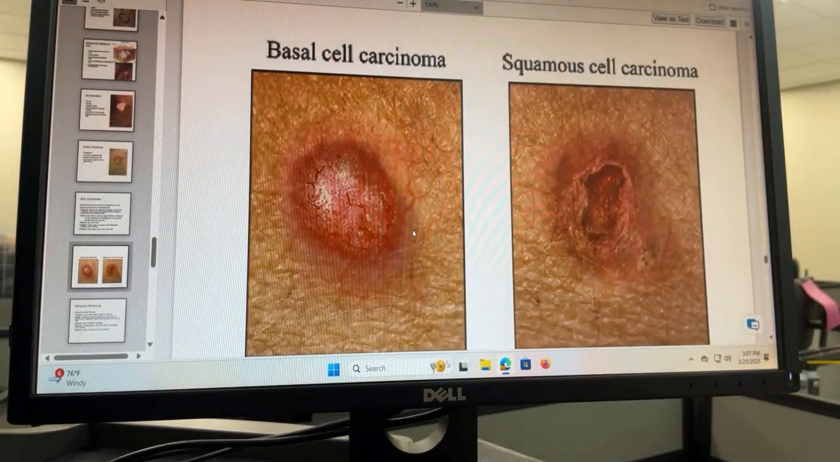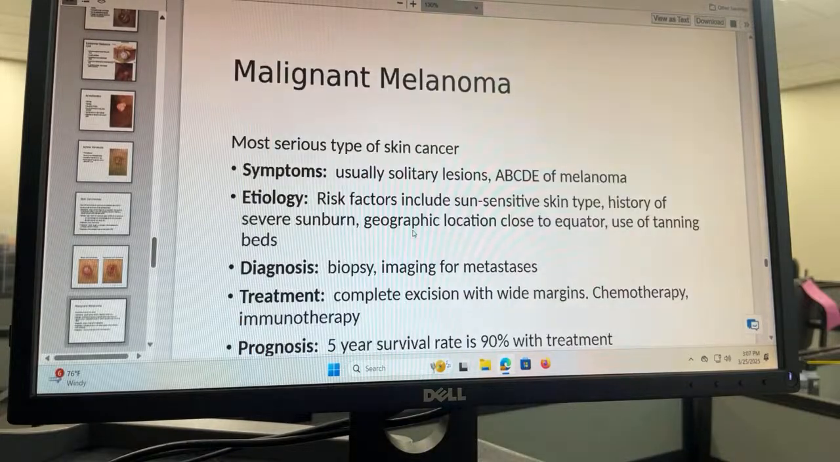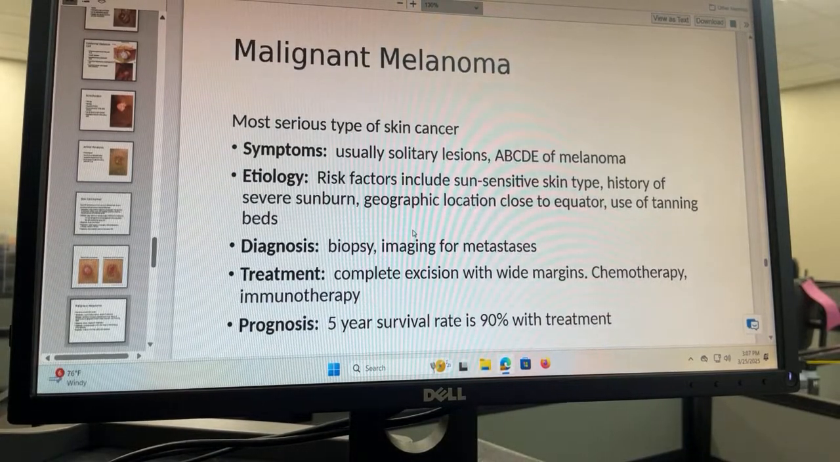Here's a picture of what basal cell might look like and what squamous cell carcinoma might look like. Now we are at malignant melanoma. This one is the most severe type of skin cancer, most aggressive.